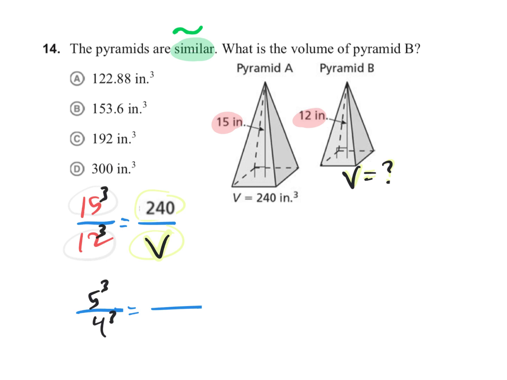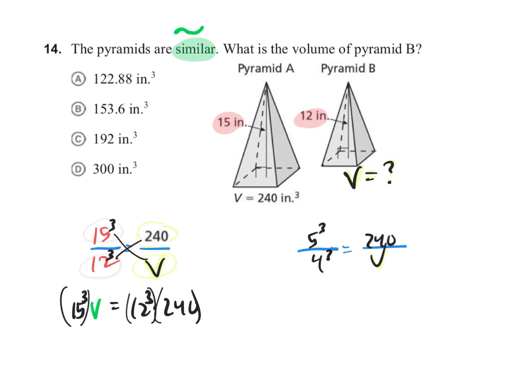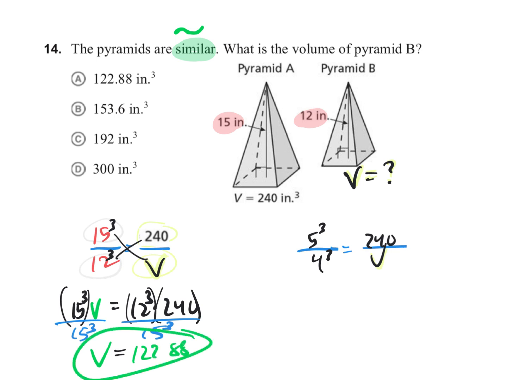Doesn't matter which one of these we do. And now we can cross multiply. And that gives us 122.88, choice A. And we'll get the same answer if we solve this one for V, 122.88.